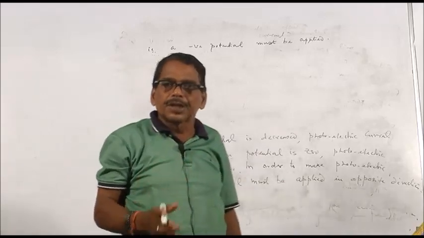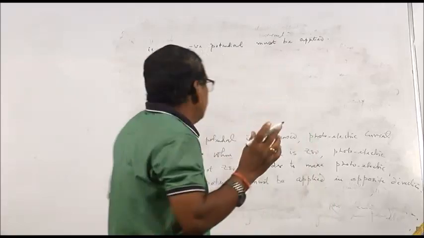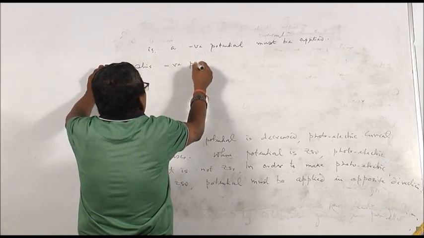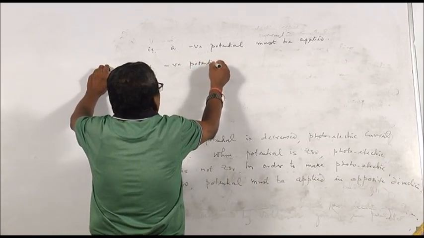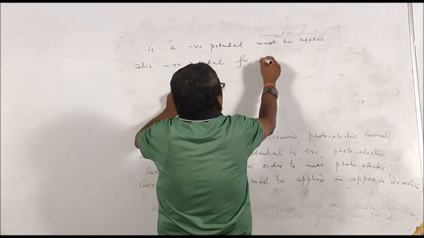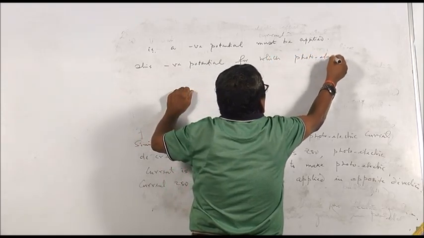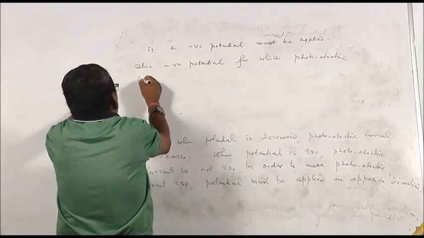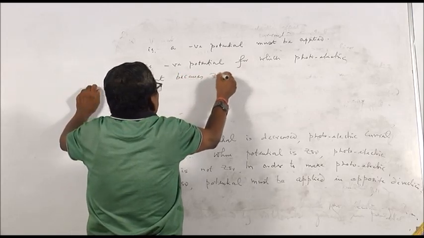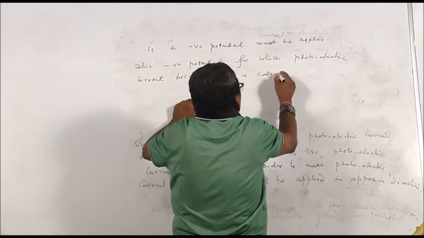This negative potential for which photoelectric current becomes 0 is called stopping potential.